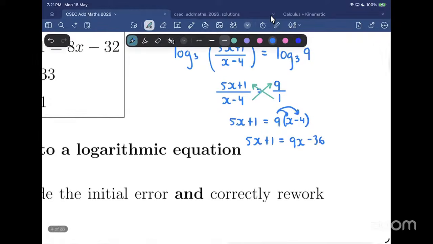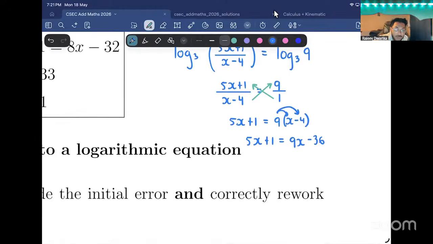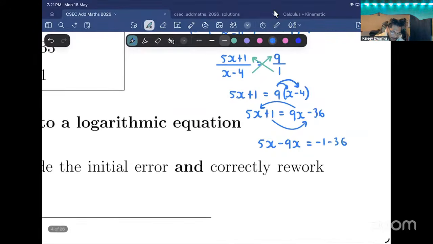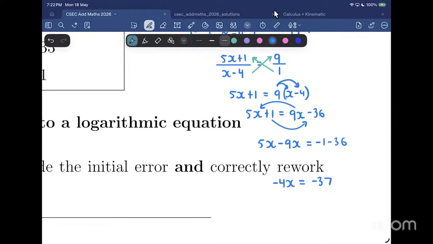I'm going to move all the x terms to one side, and all the constant terms to the other side. If I move across the 9x, it's going to turn to minus 9x. If I move across the 1, it's going to turn to minus 1. So you're going to end up with 5x minus 9x, which is minus 4x, equals minus 37. And what next? Divide both sides by -4.